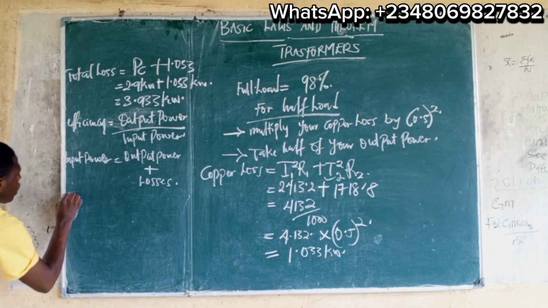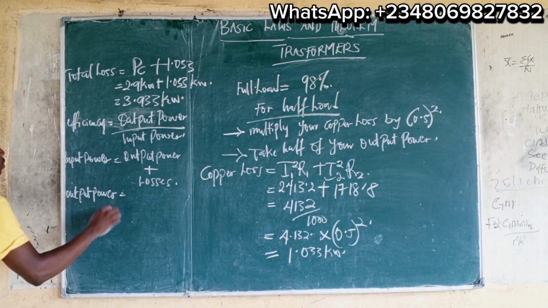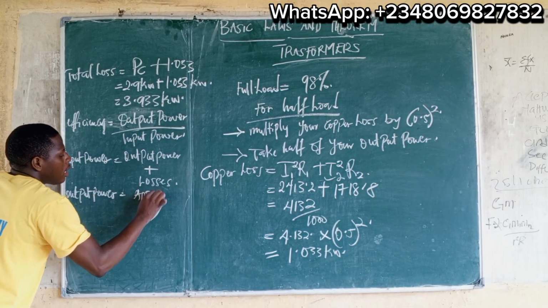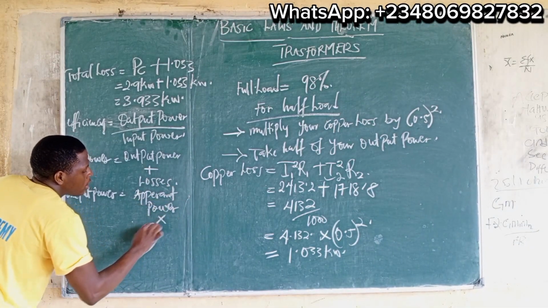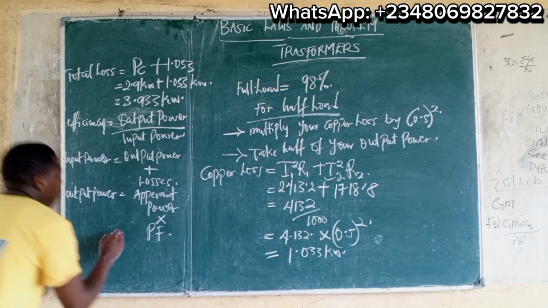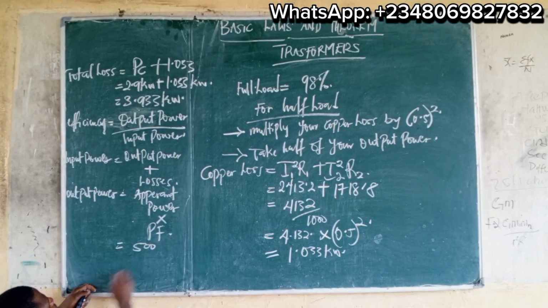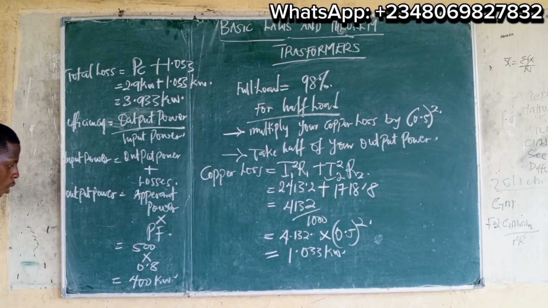And we also know that our output power is equal to apparent power multiplied by power factor. We know our apparent power, we know our power factor. Now we substitute our apparent power, which is 500, multiplied by our power factor, 0.8. If you multiply this, you simply arrive at 400 kilowatts.